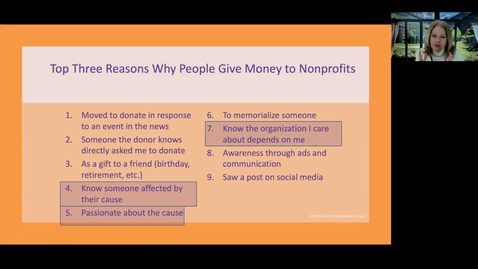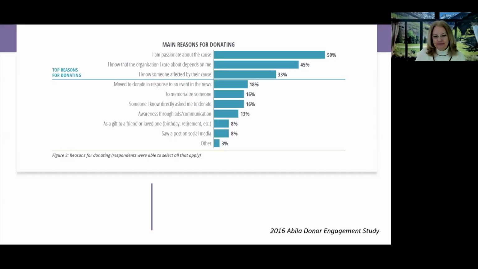And then the third reason is that they know someone affected by the cause. So we need to do our homework and find who is affected by that cause, because that will help us know what really resonates with them. Okay, so here is the actual chart.